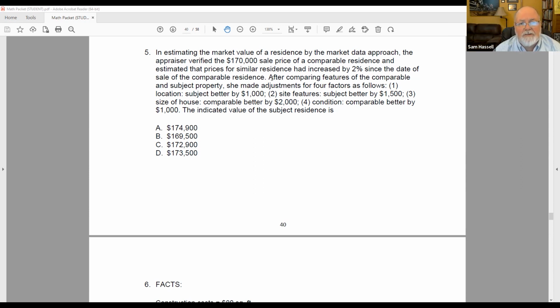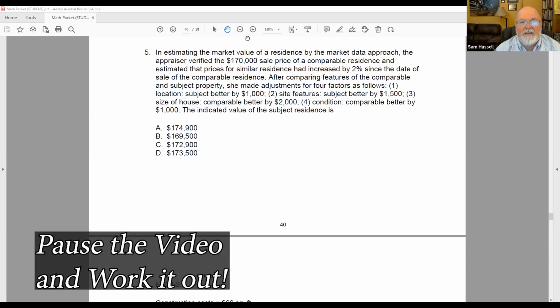After comparing features of the comparable and subject property, she made adjustments for 4 factors as follows. Number 1, location. The subject is better by $1,000. Number 2, site features. The subject is better by $1,500. Number 3, the size of the house. The comparable is better by $2,000. And number 4, condition. Comparable is better by $1,000. The indicated value of the subject residence is which one of these? Now, you have all the information you need, so give it a shot.